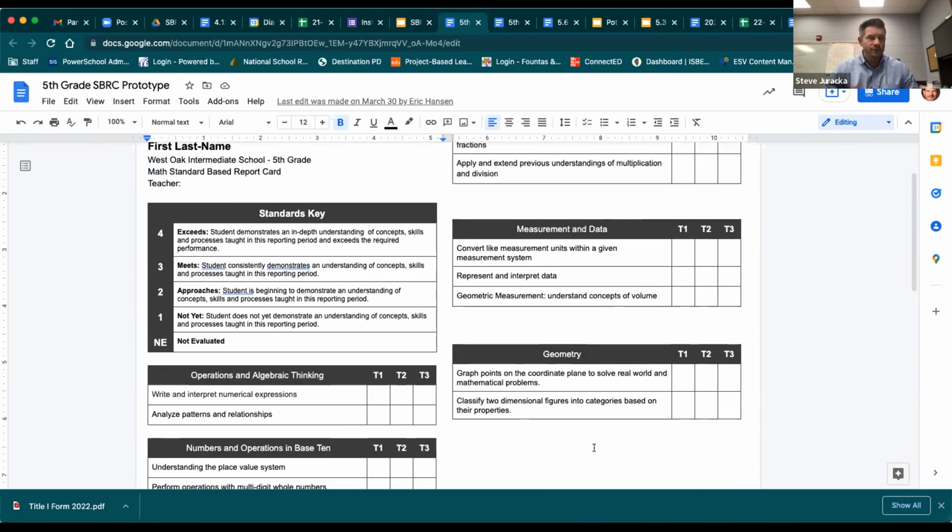improve. And then also another thing that you can see is that we should expect to see growth over time. And if we have a child who's coming in trimester 1 and not yet, well, then hopefully we can see those grades improve. And that in trimester 2 begin to improve to maybe approaches. And then by the end of the year, the child is meeting the state standards.